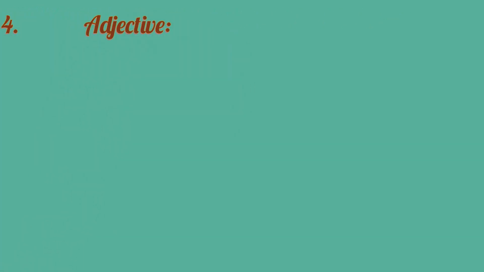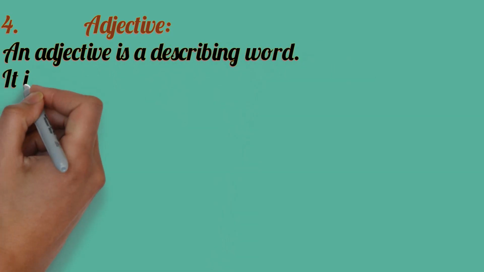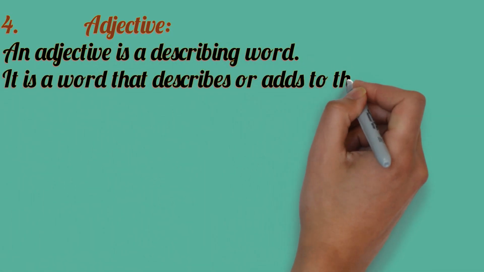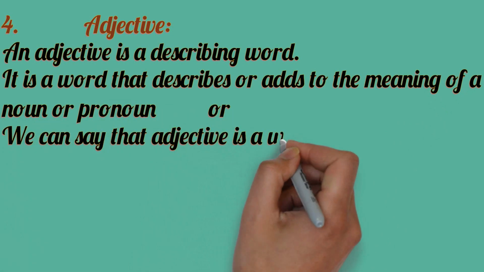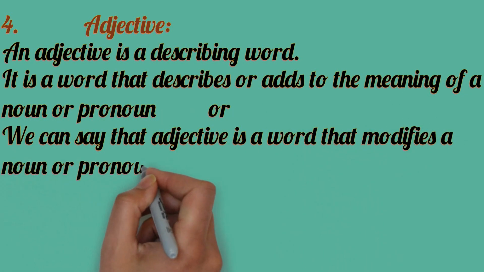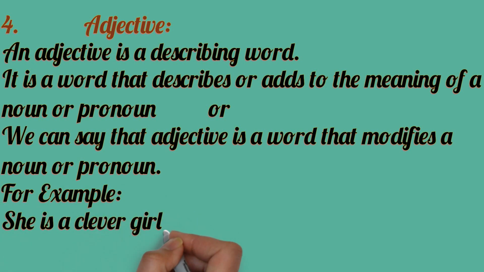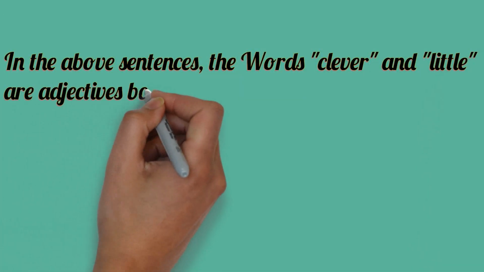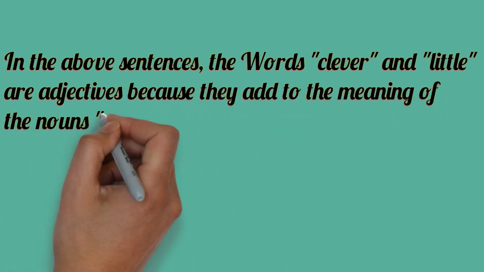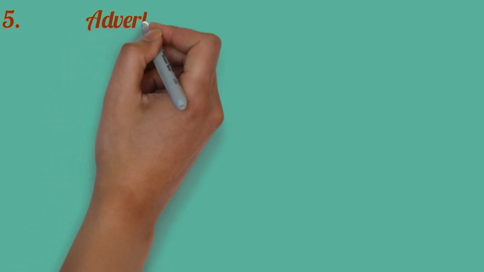4. Adjective. An adjective is a describing word. It is a word that describes or adds to the meaning of a noun or pronoun, or we can say that an adjective is a word that modifies a noun or pronoun. For example, she is a clever girl. There is little time for preparation. In the above sentences, the words clever and little are adjectives because they add to the meaning of the nouns girl and time.